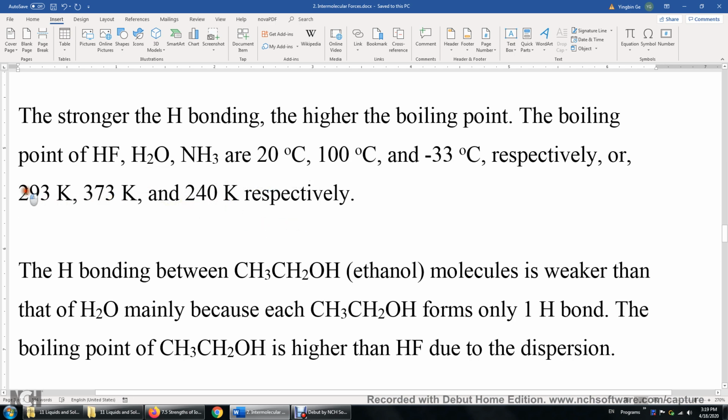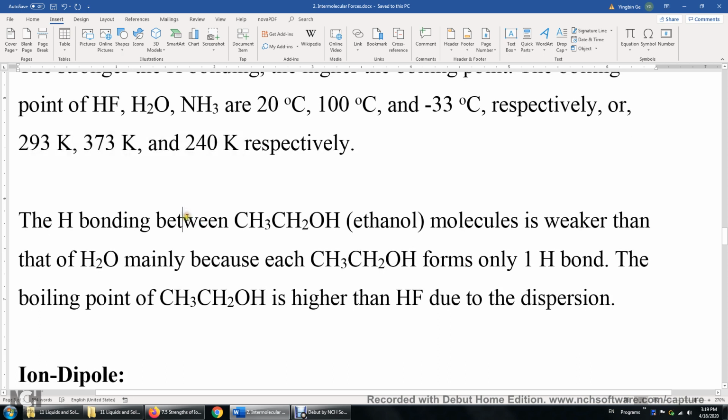The reason I'm showing you these temperatures or boiling points of these molecules is because roughly the enthalpy of vaporization is proportional to the boiling point for all liquids. So given those boiling points in Kelvin, you can estimate the ratio between their enthalpy of vaporization, roughly. Now let's look at ethanol or alcohol.